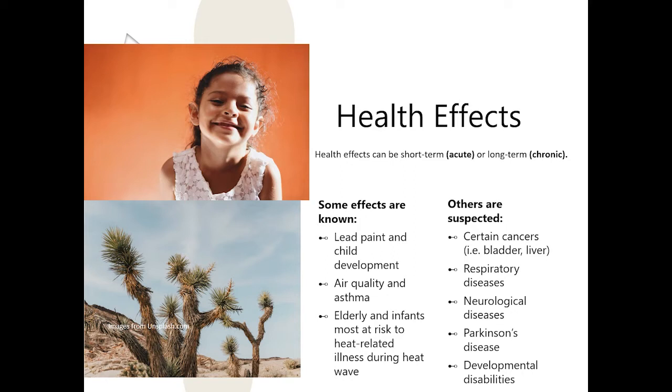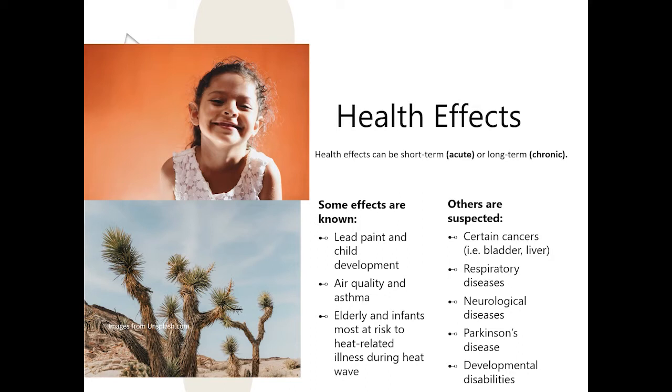Science has proven some links between health conditions and the environment. For example, we know poor air quality can trigger asthma, and that elevated blood lead levels in children can cause developmental disabilities. We also know that vulnerable populations like the elderly and infants are more at risk to heat-related illness during heat waves, and that extreme weather that causes power outages can lead to cases of carbon monoxide poisoning.